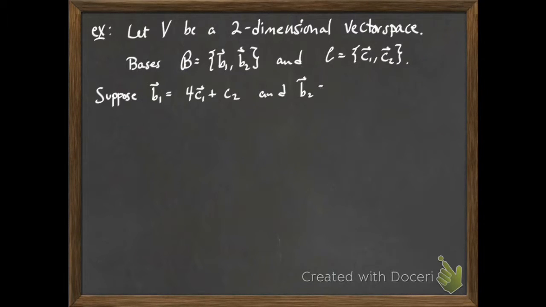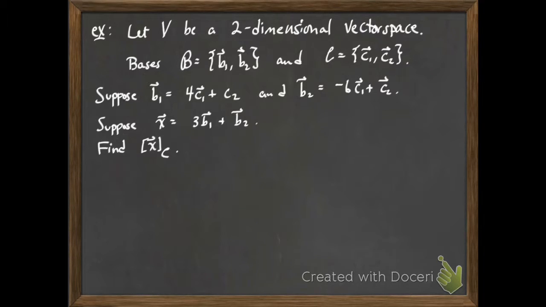Suppose I also know some relationship between the two bases. So suppose I know that b1 is 4c1 plus c2, and b2 is minus 6c1 plus c2. Consider this vector x that's in V, and it's 3b1 plus b2. Let's try to find the c-coordinate vector of x.